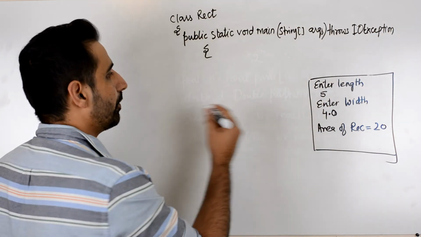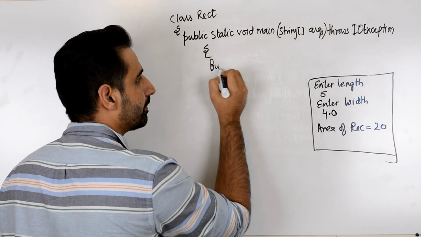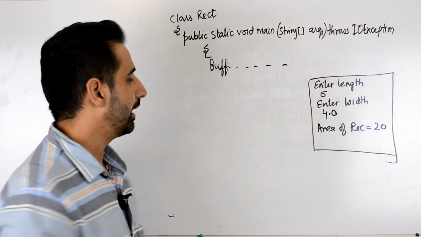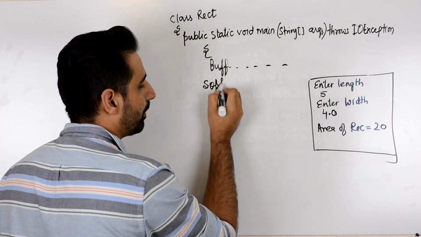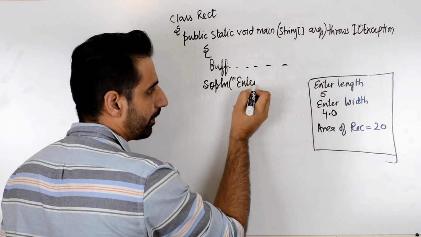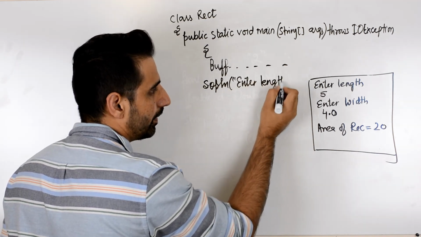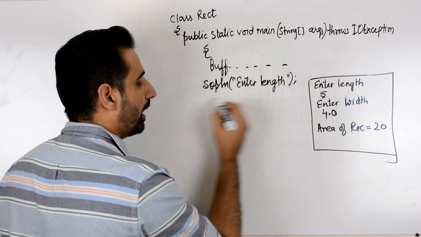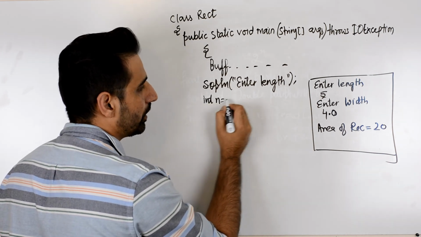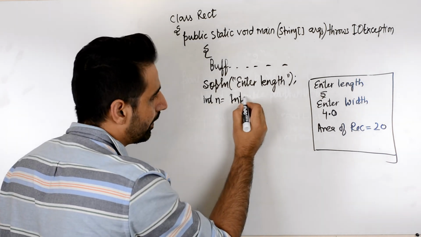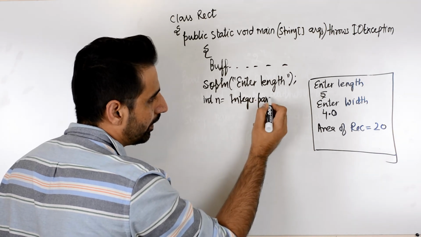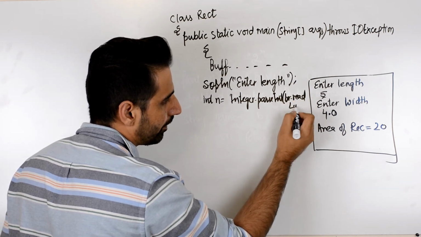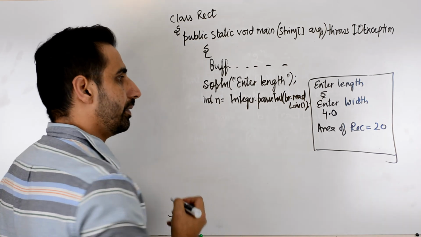Okay, then first thing we have to write BufferedReader br. Then we have to enter length. For that we write System.out.println("enter length"). And what type of value is length? Integer. So for that the value has to come from a user, so we write int n is equal to Integer.parseInt(br.readLine()). This one we have done.